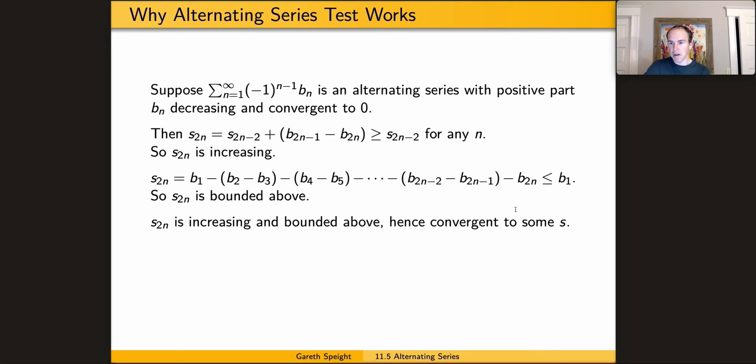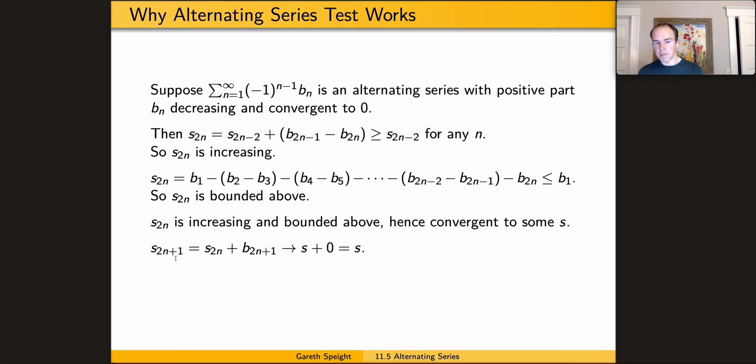Okay, so it's increasing and bounded above, hence it's convergent to some number. Remember we said that by the monotone sequence theorem, every monotone bounded sequence is convergent. In particular, every increasing sequence that's bounded above is convergent. So we didn't quite show that the partial sums are convergent yet, but we showed at least that the even partial sums, if we sum 2 or 4 or 6 terms, are convergent.